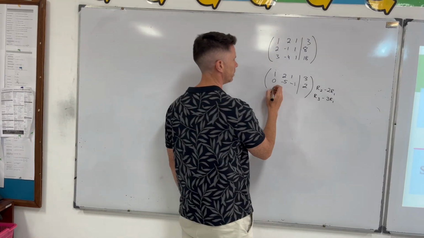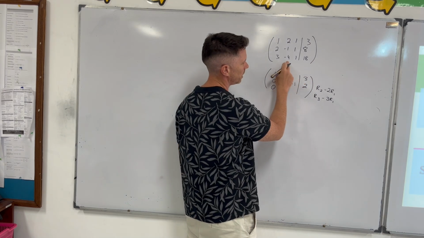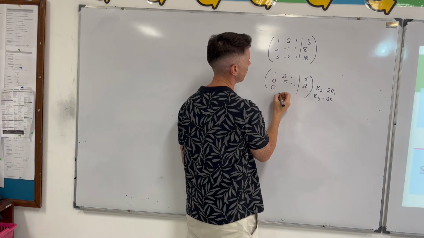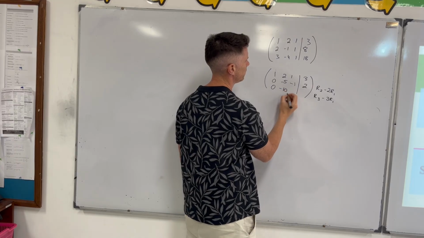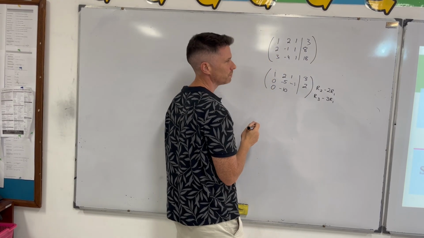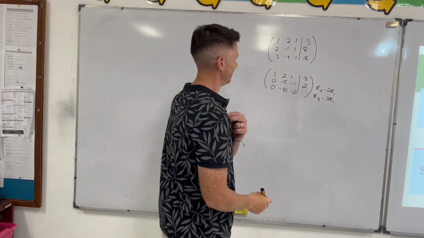Okay. This one, I know I'm starting with a 0. That's why I designed it this way. Row 3 then is minus 4, take away 3 times that. So that's minus 10, is it? Minus 10. 1, take away 3 times 1. There are no solutions. No solutions.